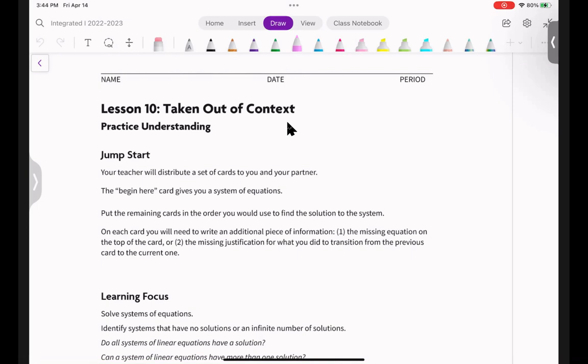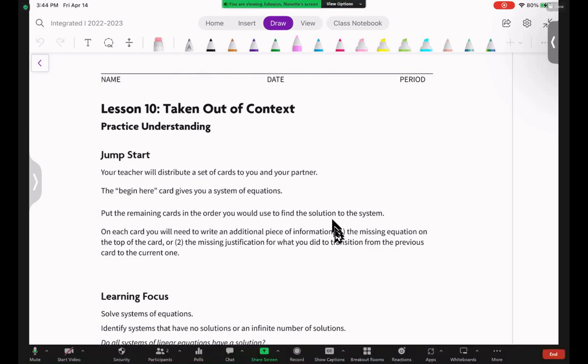Okay. So you're going to do the jumpstart by yourself. So go ahead and pause here and reorder those, put those things in order. Okay. And all you're supposed to do is just start here and then put those items in order.